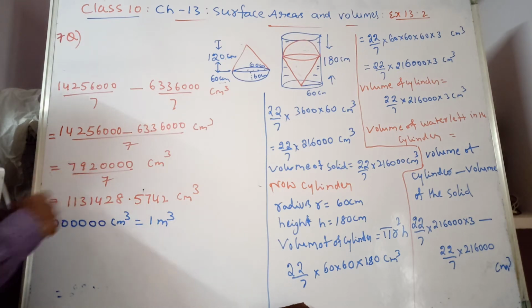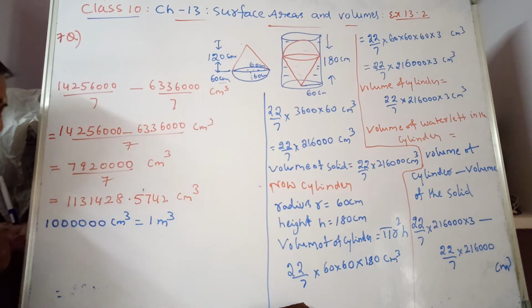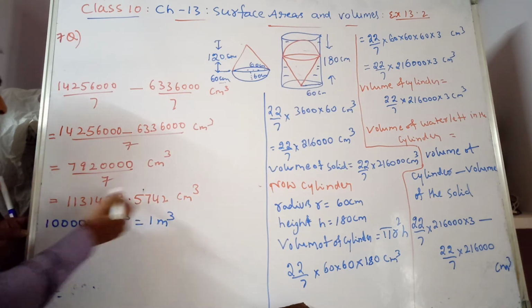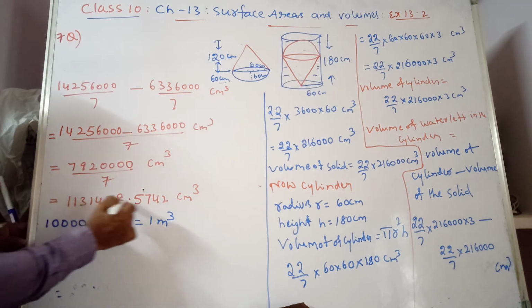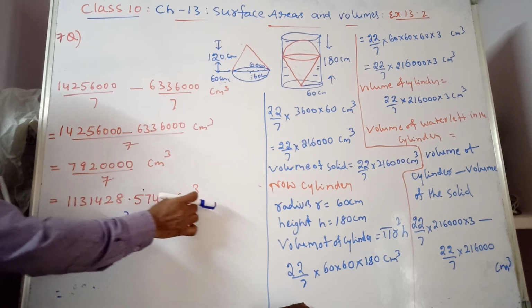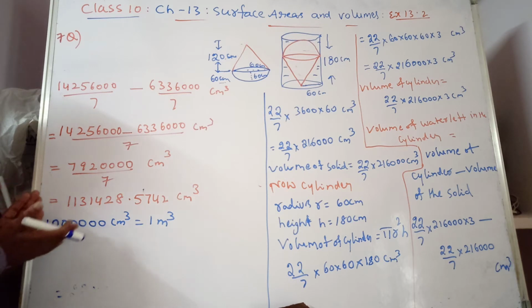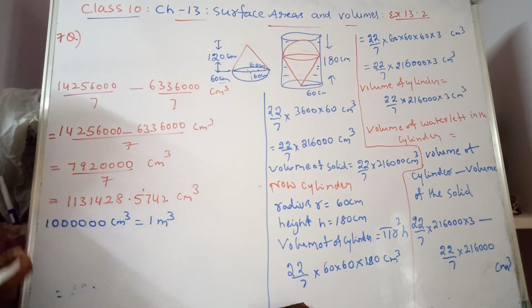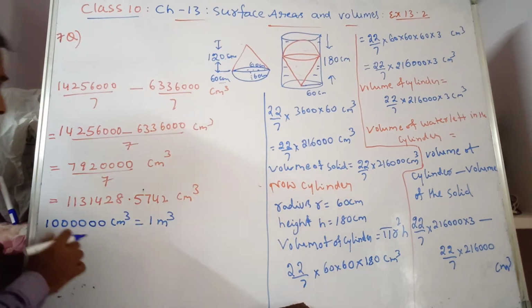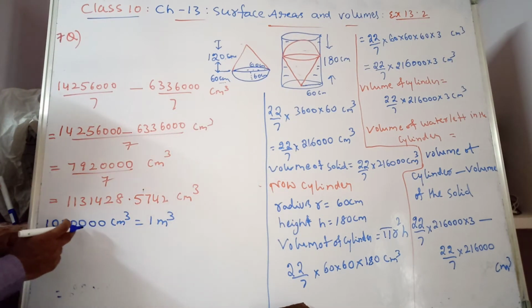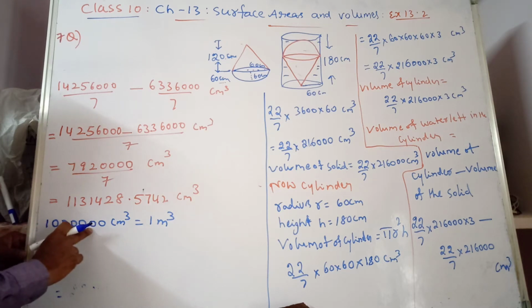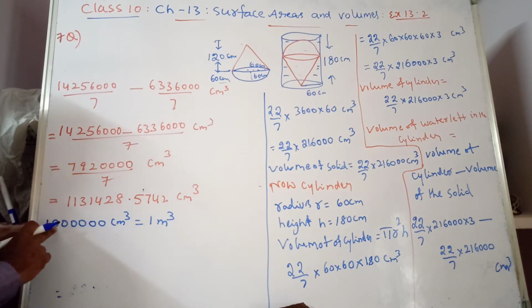79 lakhs 20,000 by 7 centimeter cube. That we converted into decimal, so we got this answer. The answer is too big in centimeter cube, so we convert the volume into meters cube. So here units, tens, hundreds, thousands, 10,000, lakh, 10 lakh. Observe it.